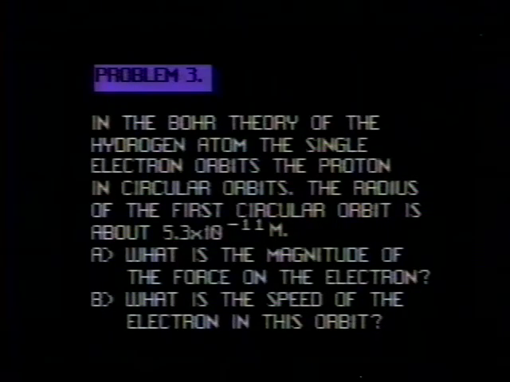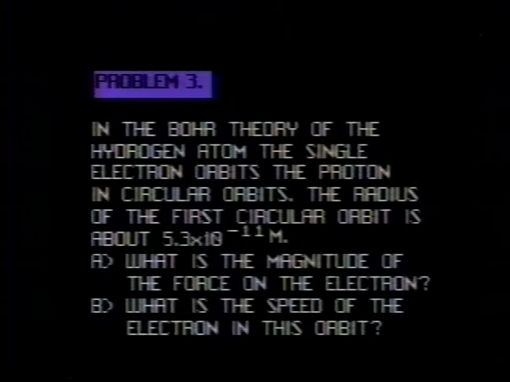Problem number 3 reads: In the Bohr theory of the hydrogen atom, the single electron orbits the proton in circular orbits. The radius of the first circular orbit is about 5.3 times 10 to the minus 11 meters. A. What is the magnitude of the force on the electron? And B. What is the speed of the electron in this orbit?